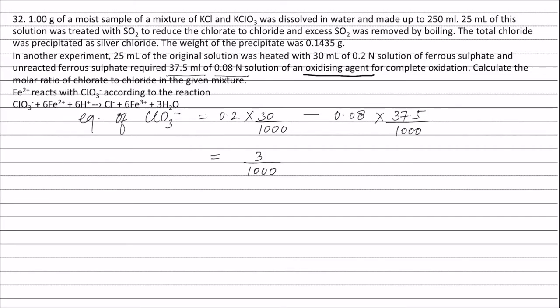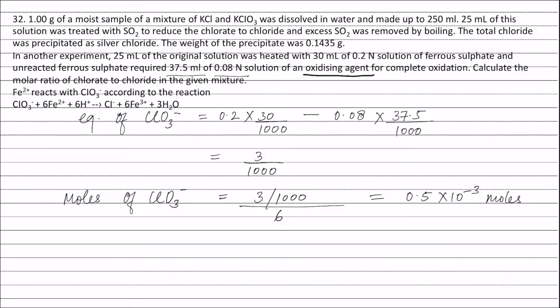Therefore, equivalence of chlorate is equal to equivalence of ferrous sulfate that took part in the reaction, and it is equal to 3 by 1000 equivalents. Therefore, moles of chlorate will be equal to equivalence of chlorate, that is 3 divided by 1000, divided by valency factor of chlorate, that is 6, and this is equal to 0.5 into 10 to the power minus 3 moles.